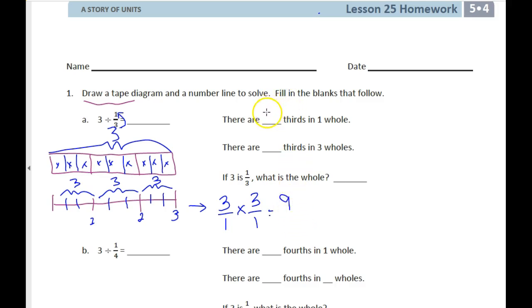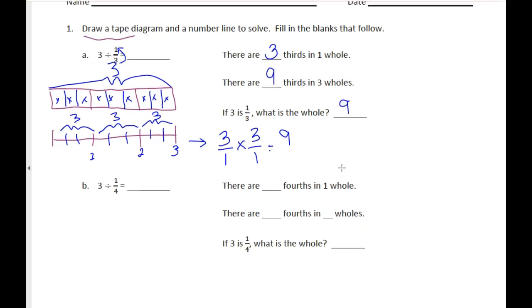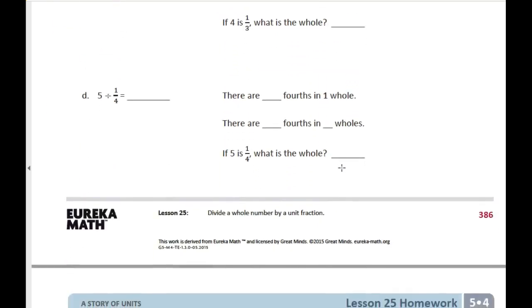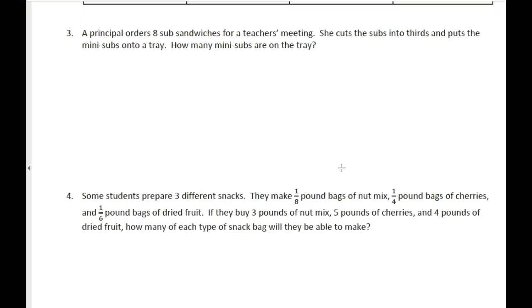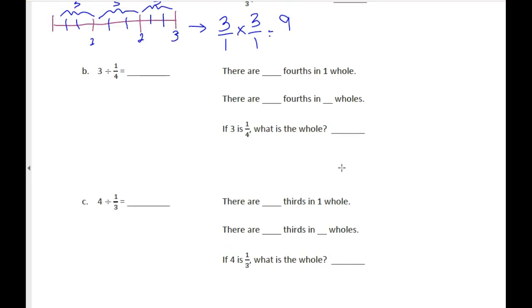There are how many thirds in one whole? According to this, I see 3/3 in a whole. There are how many thirds in 3 wholes? 3, 6, 9. Or we could just count them because 1, 2, 3, 4, 5, 6, 7, 8, 9. If 3 is 1/3, so this right here, then what is the whole? 9. So that's why that works that way, just to show you. I'm going to go ahead and move on, we'll do one more.